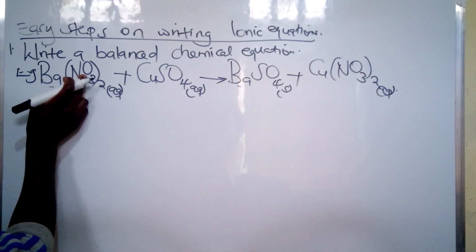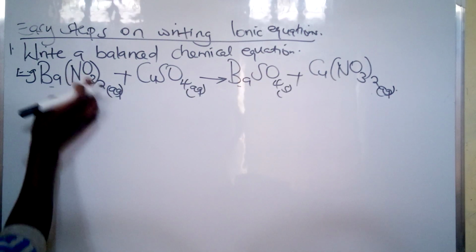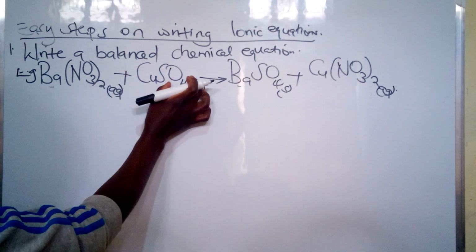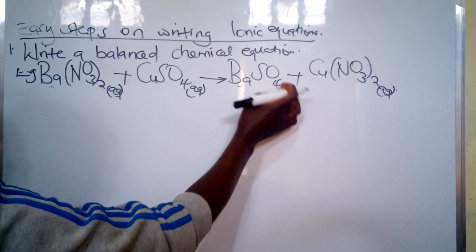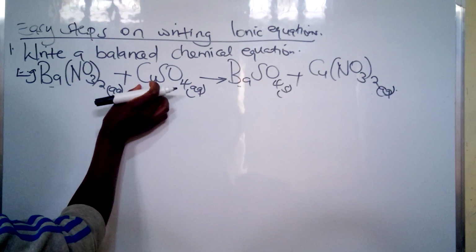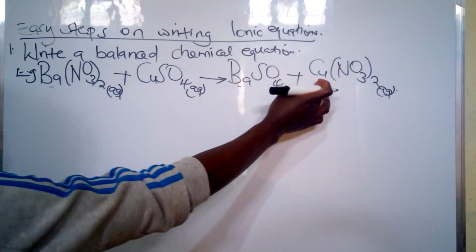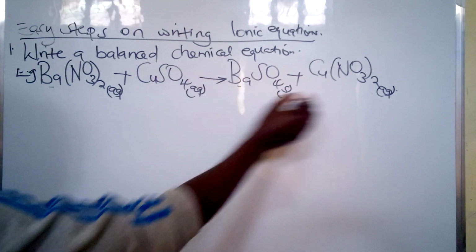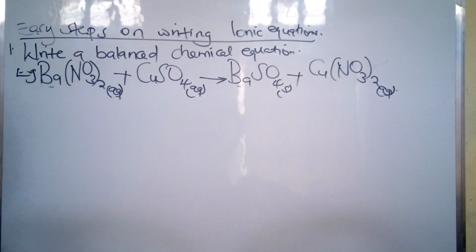Then we have oxygen, we have 3 oxygen in the bracket. Then you multiply by 2, we have 6 plus 4, those are 10. Then in this case still we have 4 plus 6, those are 10. Then we have copper, here we have 1 copper, and this is 1 sulfur, 1 sulfur and 1 sulfur. So this equation is balanced. That is the first step.